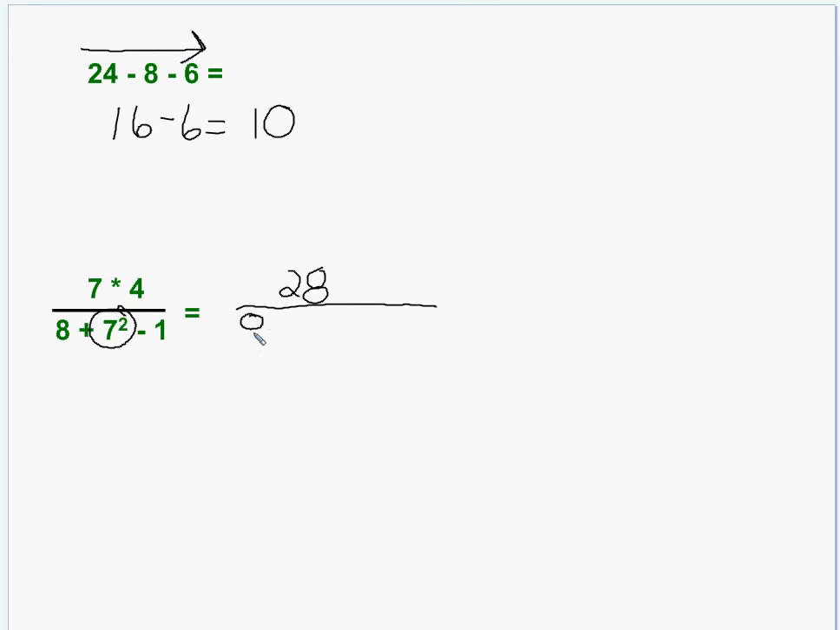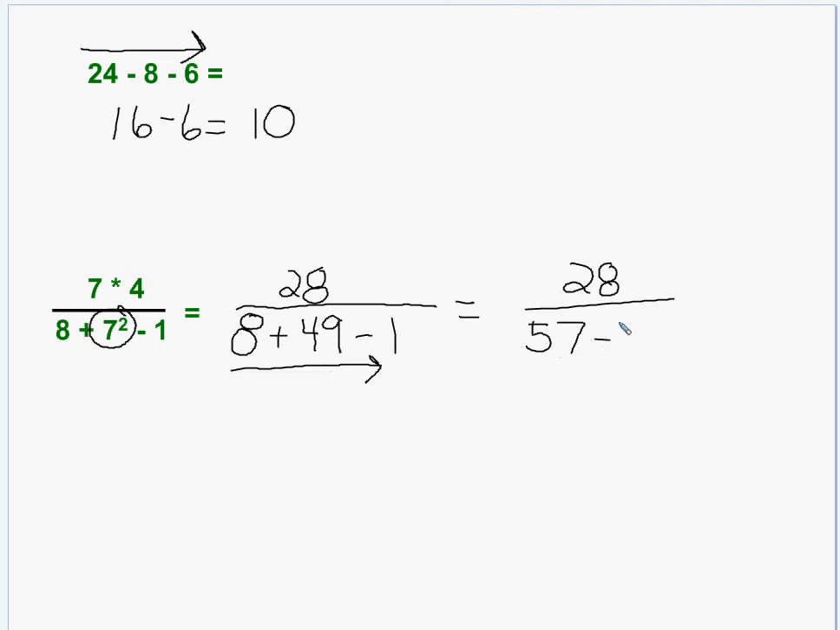So I'm going to go ahead and write my 8 plus. What is 7 squared? 7 times 7 is, yep, 49. And then I have a minus 1. Okay, now remember, with addition and subtraction, you just follow it left to right. So I'm going to rewrite my 28, my numerator, up here. 8 plus 49 is, yep, 57, and we have minus 1. So our answer here is 28 over 56.